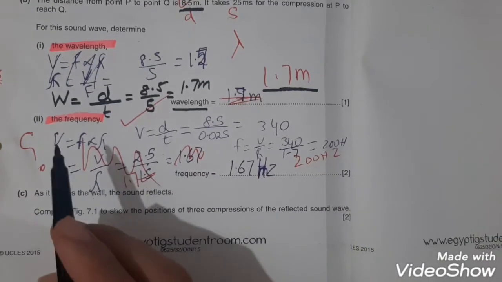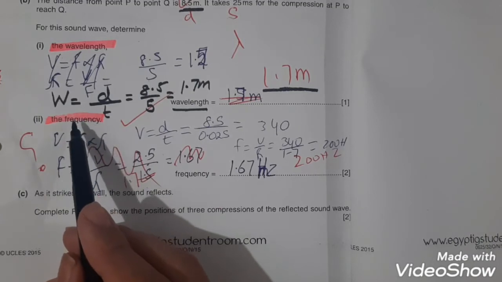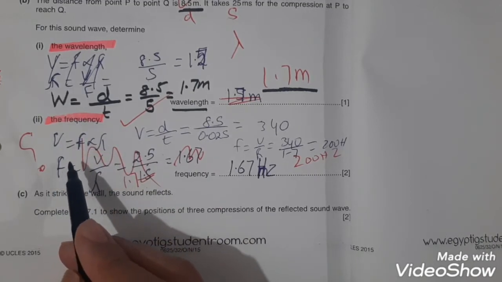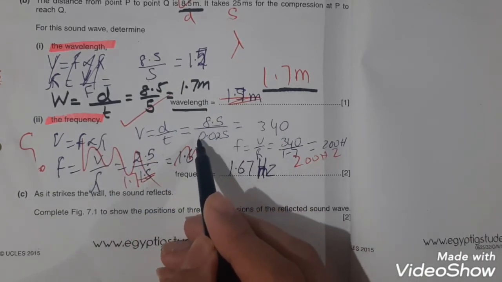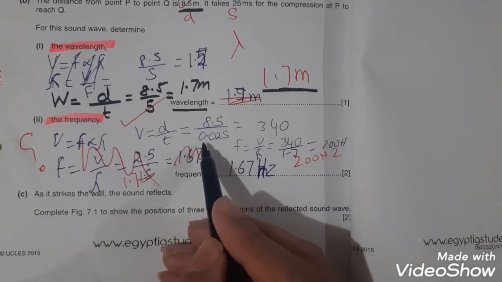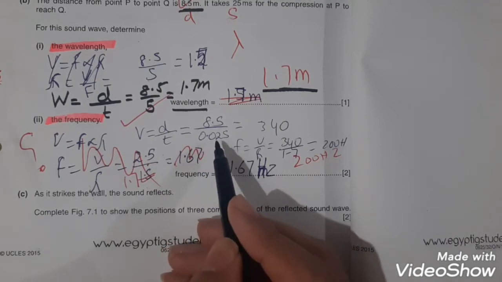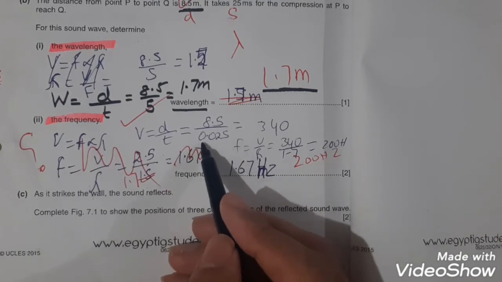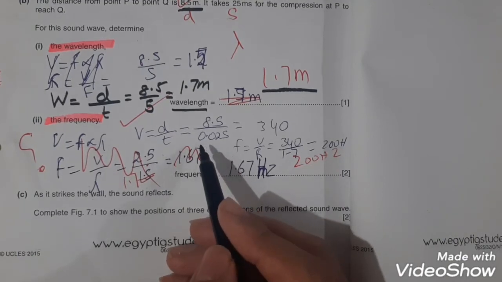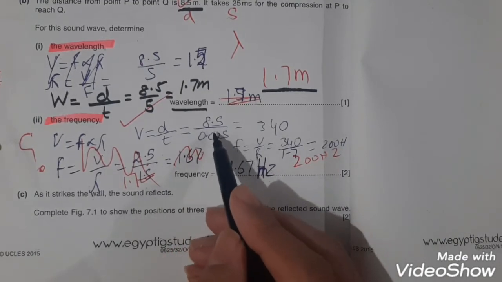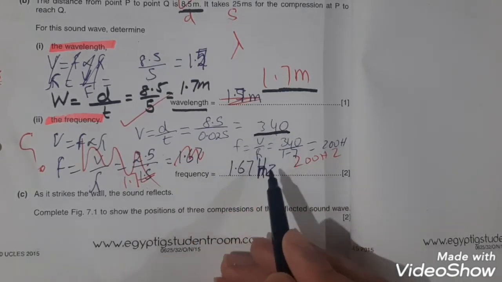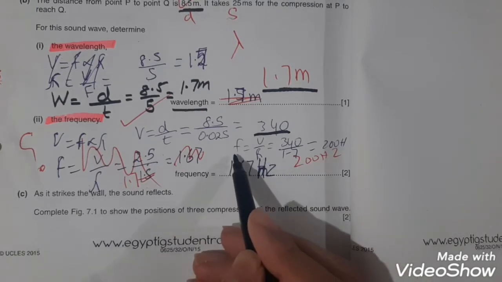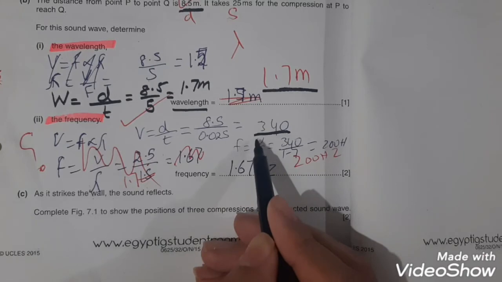Then the next part states, determine the frequency. The formula for velocity is V is equal to D divided by T, which is 8.5 divided by the time it takes to create 5 waves, which is 25 milliseconds. So we will convert this into seconds, which is 0.025 seconds. So 8.5 divided by 0.025 will be 340. It is not hertz, it will be the velocity.